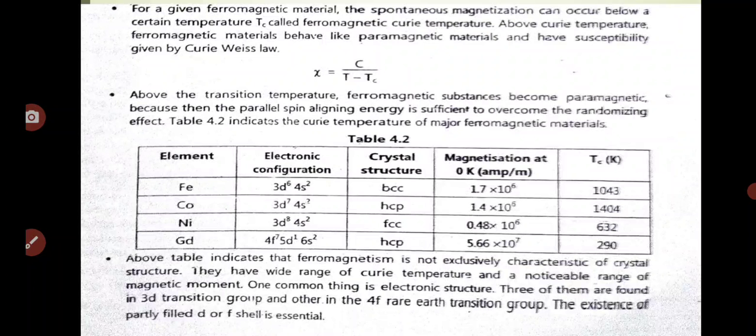So above the transition temperature, the ferromagnetic substance becomes paramagnetic. Above the Curie temperature, the ferromagnetic substance becomes paramagnetic because then the thermal energy is sufficient to overcome the parallel spin alignment, which is the randomizing effect. And we have already seen that above the Curie temperature, the ferromagnetic material behaves like a paramagnetic substance.